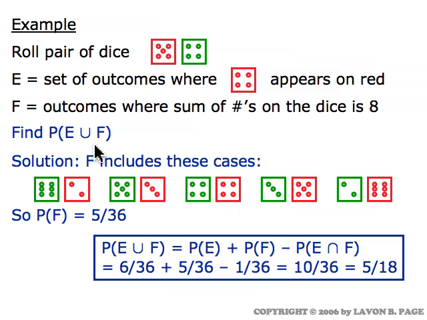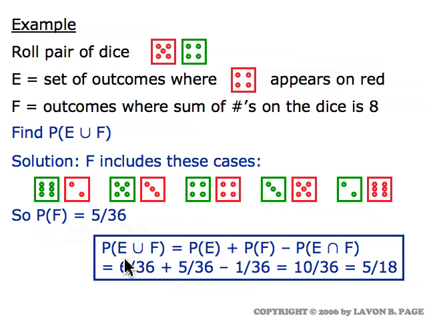What about the union? F is all the outcomes where the sum is 8, so F includes all of these cases. 6 on green, 2 on red, 5 on green, 3 on red. All of these cases are the cases where the sum is 8. So the probability of F, since it's these 5 outcomes, each with probability 1/36, is 5/36.